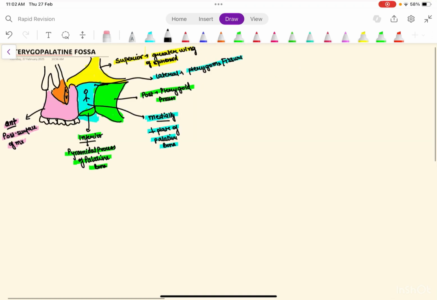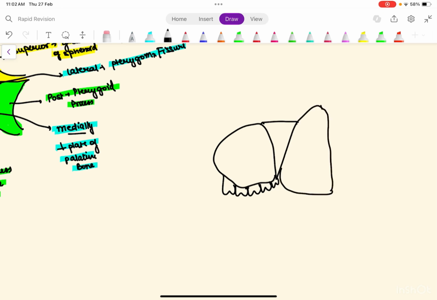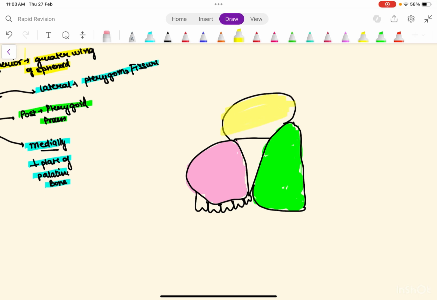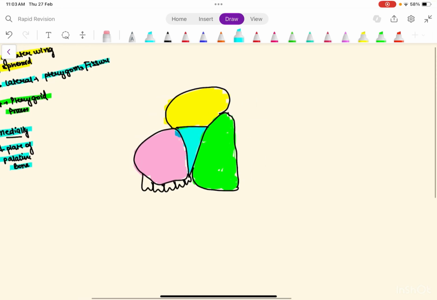If I have to draw the diagram again, just see this diagram and then let's see how much we have understood. Suppose this is my pterygopalatine fossa. If you remember, anteriorly I had the maxilla part, posteriorly I had the pterygoid process, and superiorly I had the greater wing of sphenoid. I'll color them according to the previous diagram so that you don't lose sight of what I have been trying to explain. The pink part was the anterior part of maxilla, yellow was greater wing of sphenoid, and blue was our pterygopalatine fossa, the star of the video.